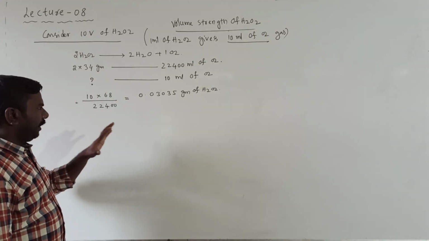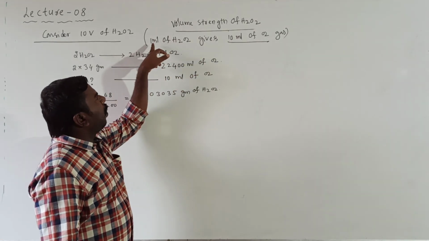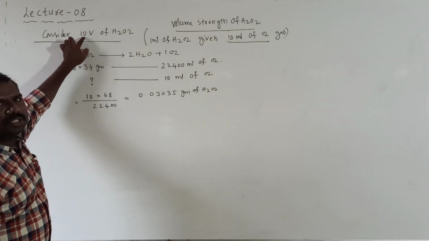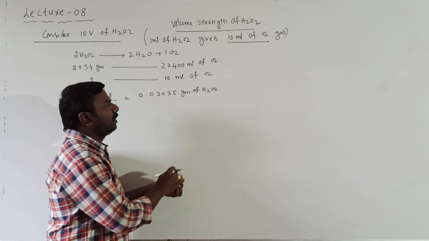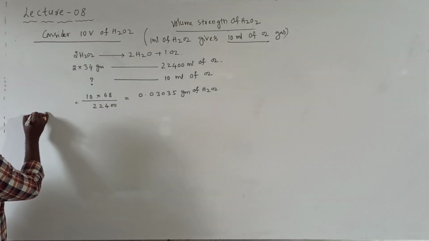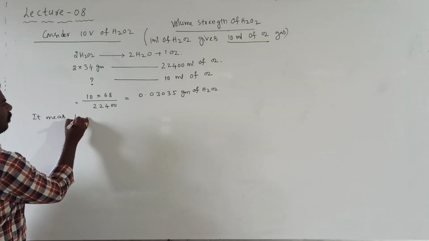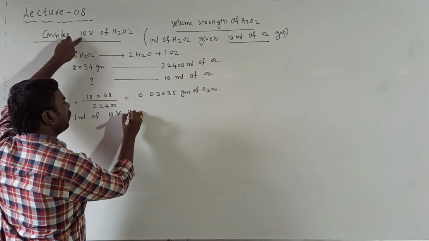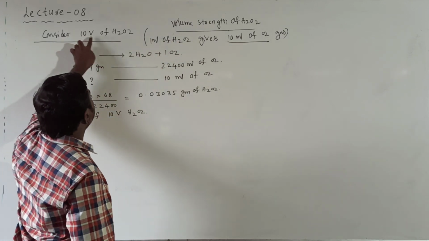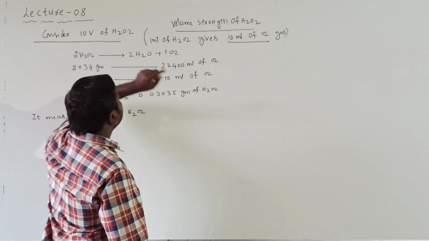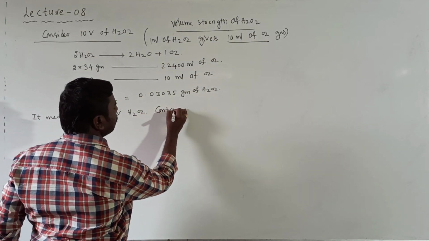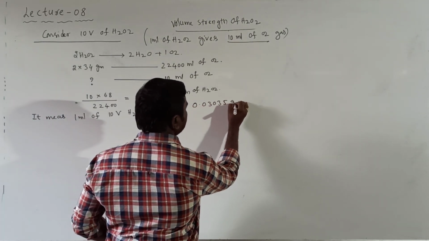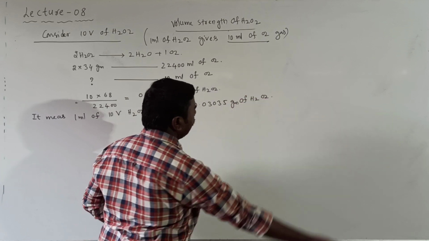Clear? It means 1 ml of 10 volume H2O2 contains this many grams of H2O2. Clear? It means 1 ml of 10 volume H2O2 contains 0.03035 grams of H2O2. Clear all of you?